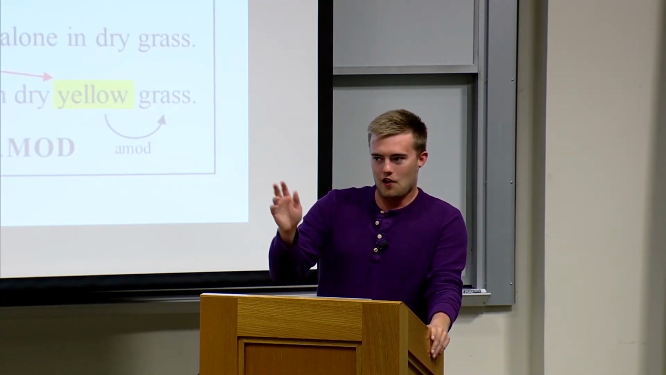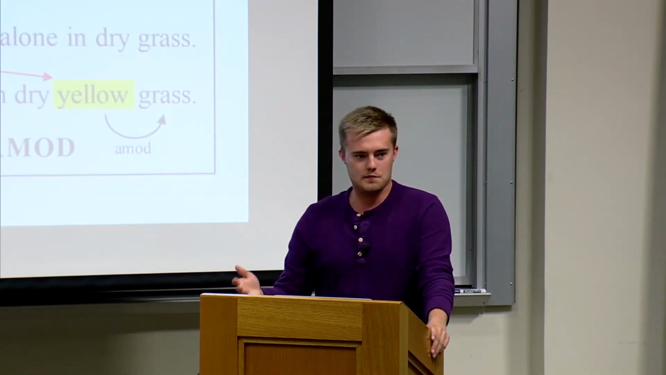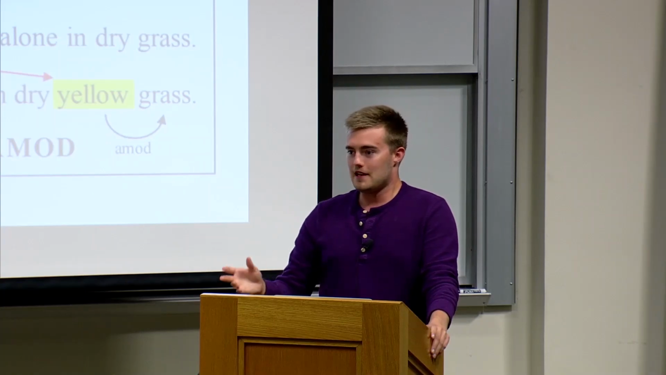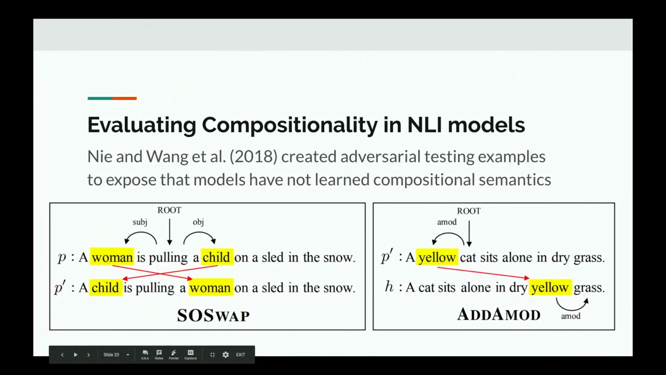So moving on from lexical semantics, there's also experiments that try to determine whether models are capable of compositional semantics. So here's two examples from this paper by Ni and Wang. The first one, they just take the subject and the object and they swap those two. And so a woman is pulling a child on a sled in the snow, a child's pulling a woman on a sled in the snow.